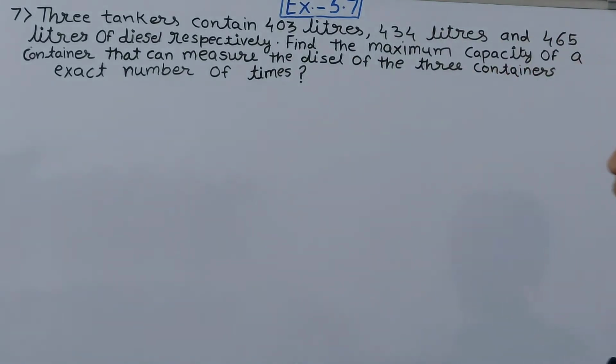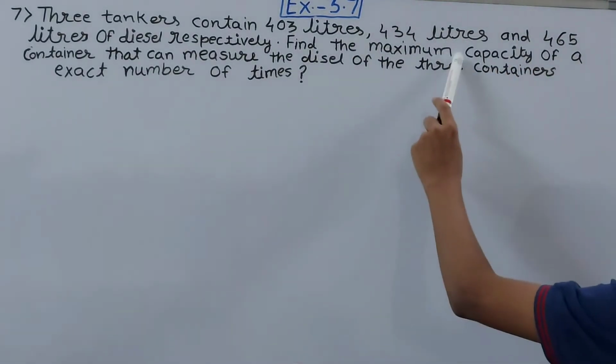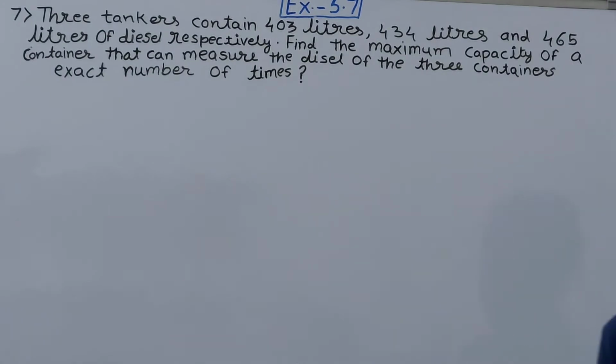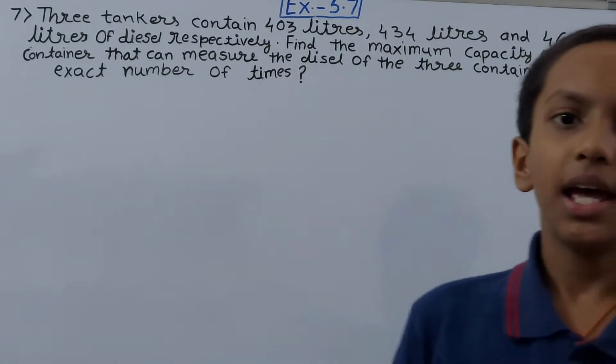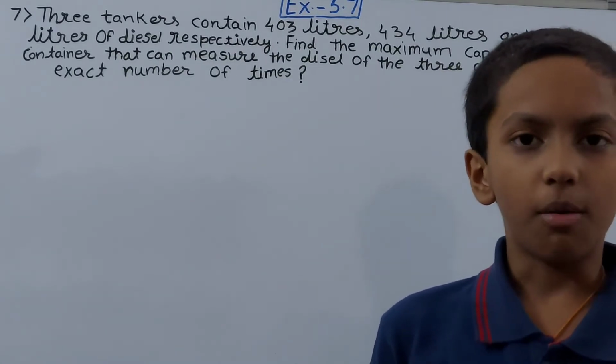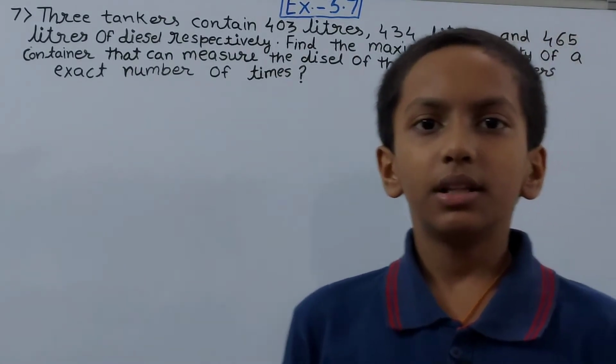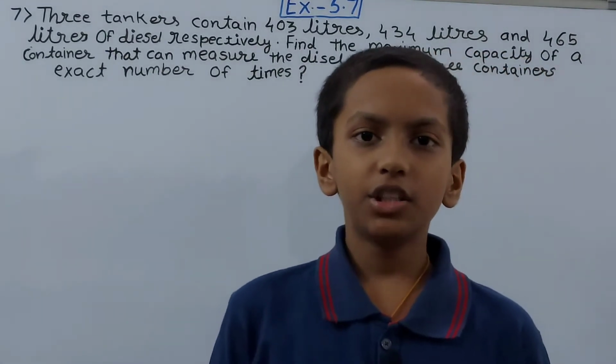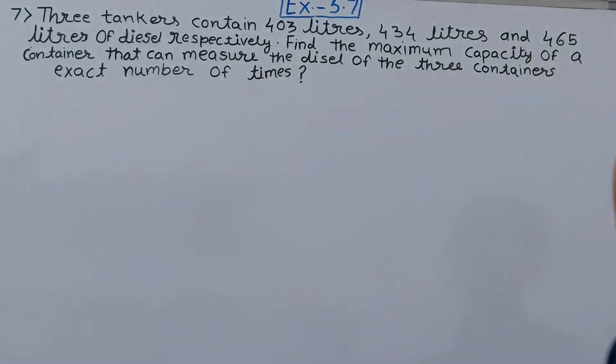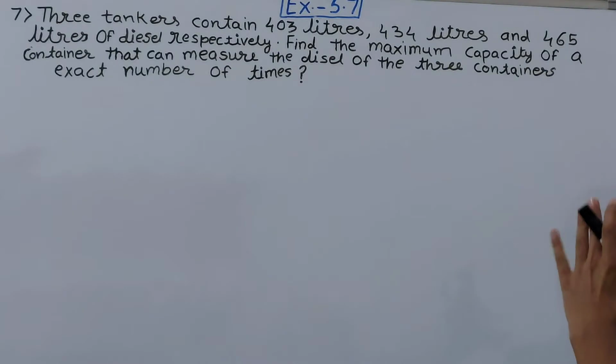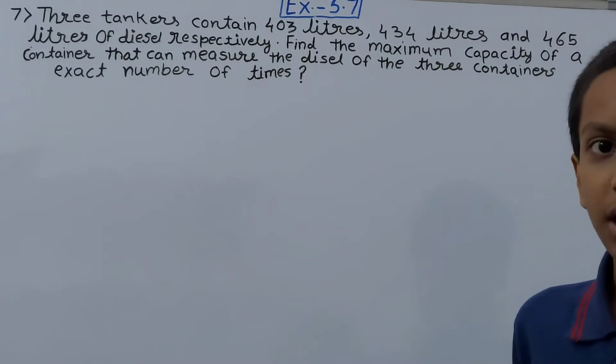So friends, here you see we have got the word maximum, and you all know what this means. Maximum means highest and highest means highest common factor. That means here we need to find the HCF of 403 liters, 434 liters and 465 liters. Friends, here one more thing is there, that till now all the HCF we have found, we have taken all the numbers in a group and found their common divisors, common factors.